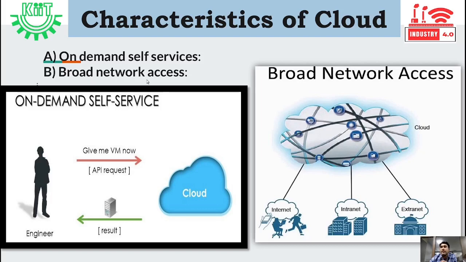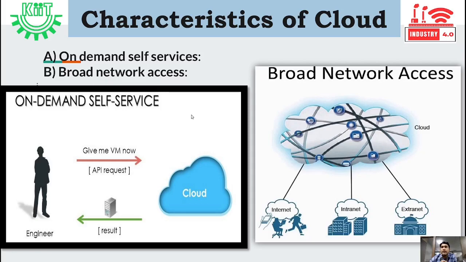Then the second characteristic is broad network access. Cloud capabilities are available over the network, and these are accessed through standard mechanisms that promote use of heterogeneous thin and thick client platforms, such as mobile phones, laptops and PDAs, which can be used to access these services.